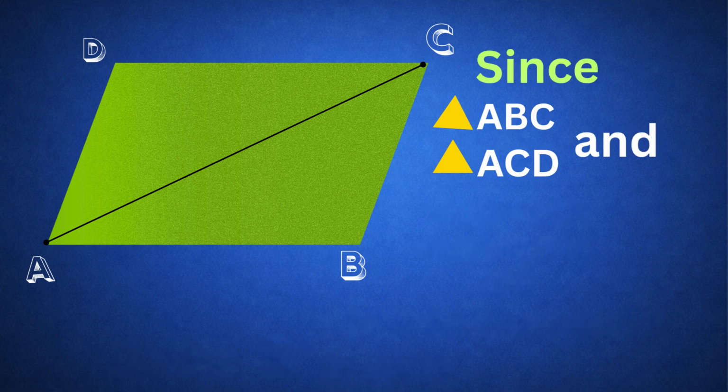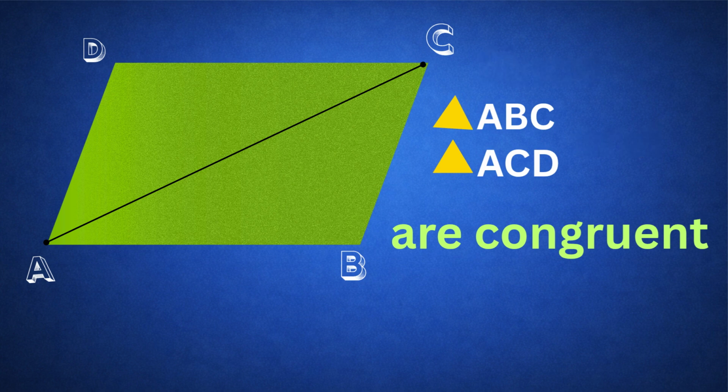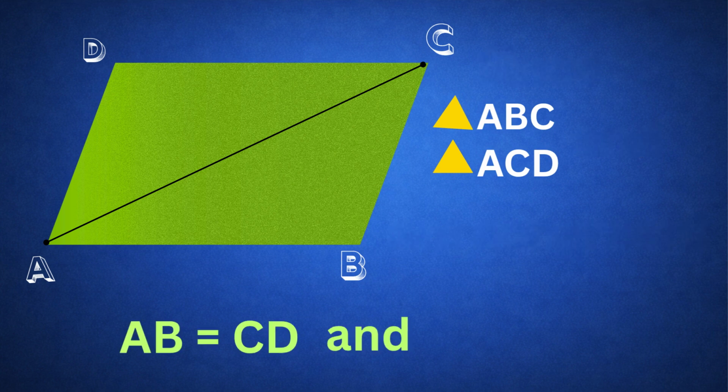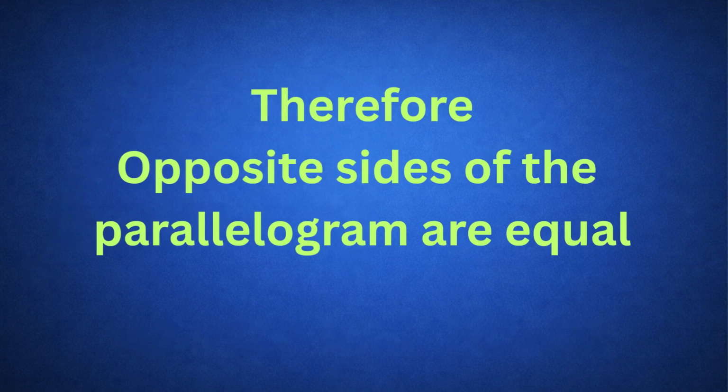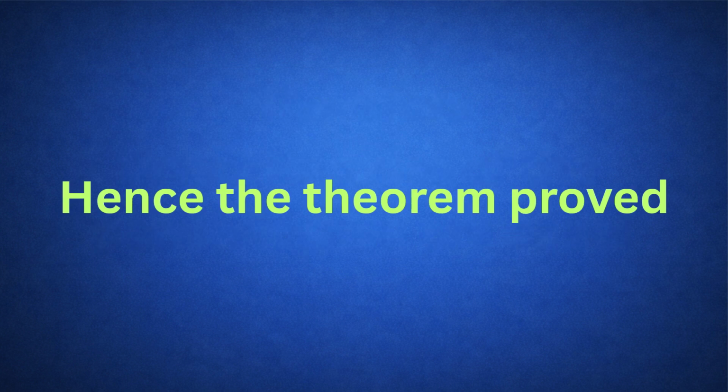Since these two triangles ABC and ACD are congruent, therefore AB equals CD and BC equals AD. Therefore their opposite sides are equal. Hence the theorem is proved. That is, the opposite sides of a parallelogram are equal.